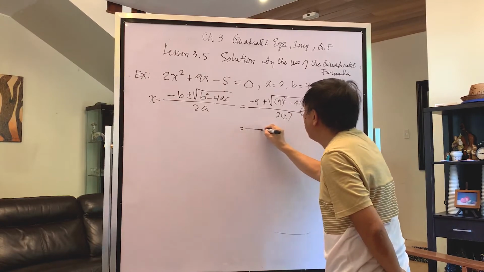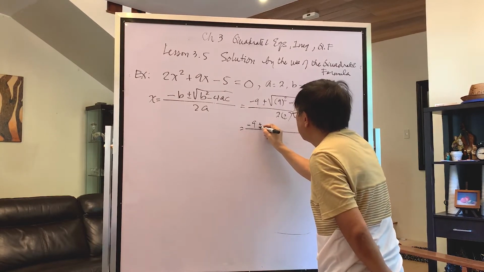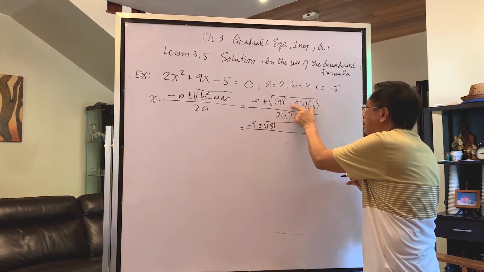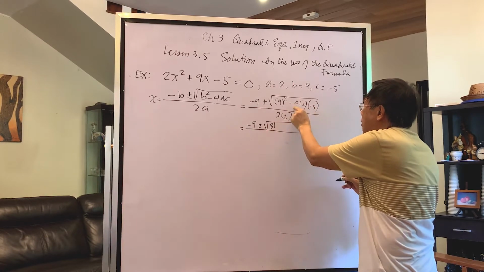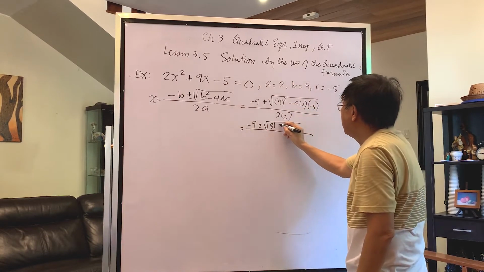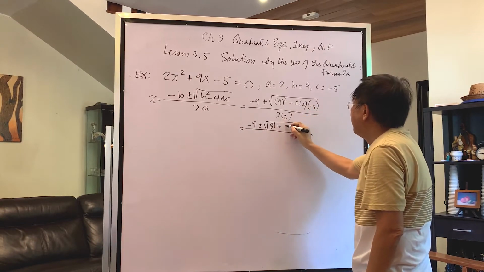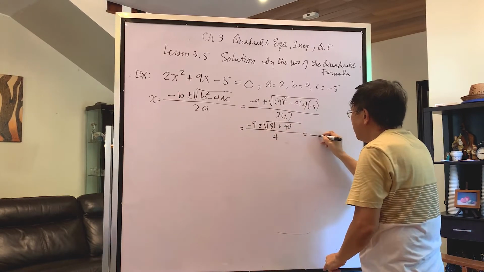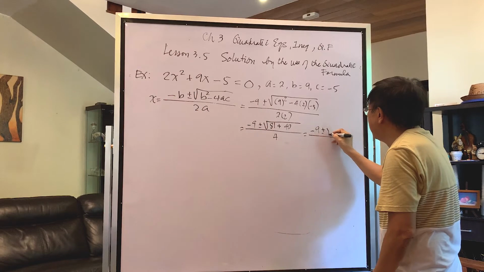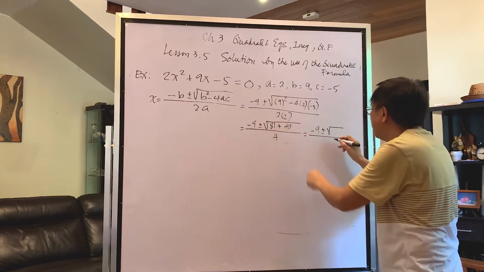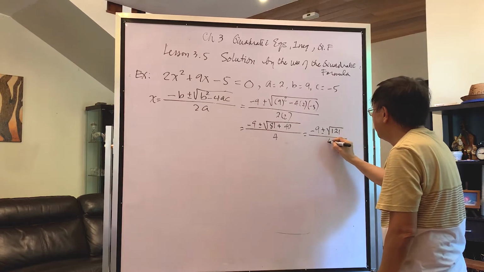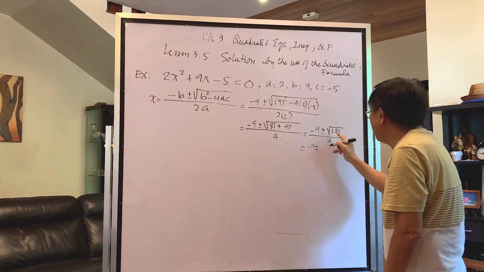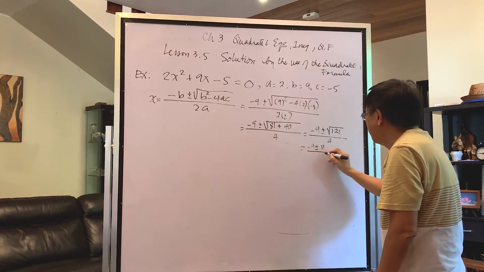Simplifying this, we have the following. Negative 9 plus or minus the square root of 9 squared, which is 81. Remember, this negative here and this negative here will become positive. This is all multiplication, so this will give me plus 40, all over 4. Then we have negative 9 plus or minus the square root of 81 plus 40, which is 121, all over 4. Simplifying this, we get negative 9 plus or minus, this is a perfect square, 11, all over 4.